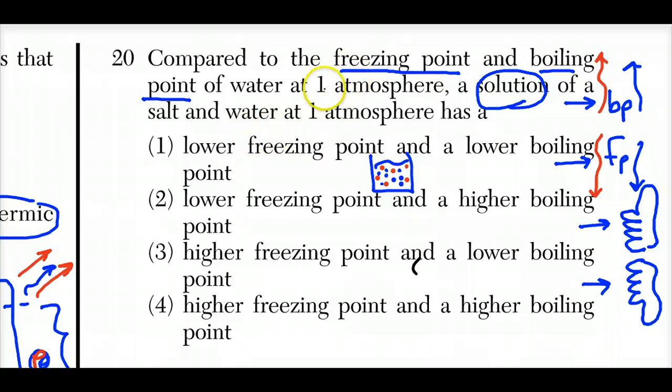So let's read the question carefully, because sometimes I'll get these wrong if I don't. A saltwater solution, a solution with solute particles, is going to have a lower freezing point, freezing point depression, lower temperature goes down, okay, and a higher boiling point. They make both phases harder to do. So choice 2. A question we've seen plenty of times. 20 is choice 2. Number 21.